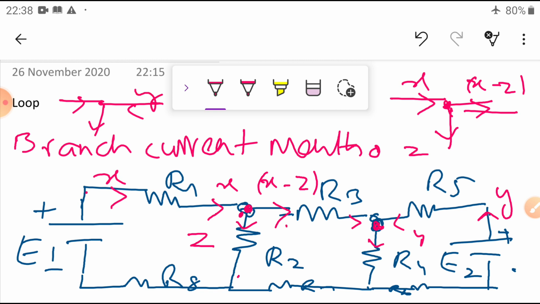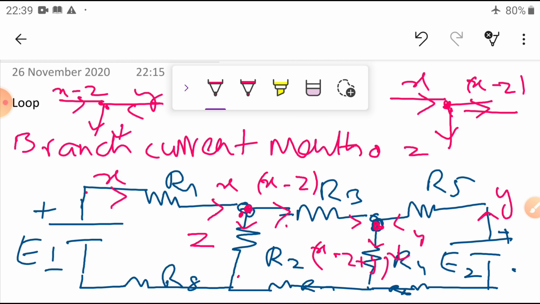Now Y is coming here. Here X minus Z is coming here. And this current is called the sum of the currents entering, that is X minus Z minus Y. The current is flowing here. So that can be written as: here, the two currents are coming, X minus Z plus Y, is the amount of current flowing in this circuit.